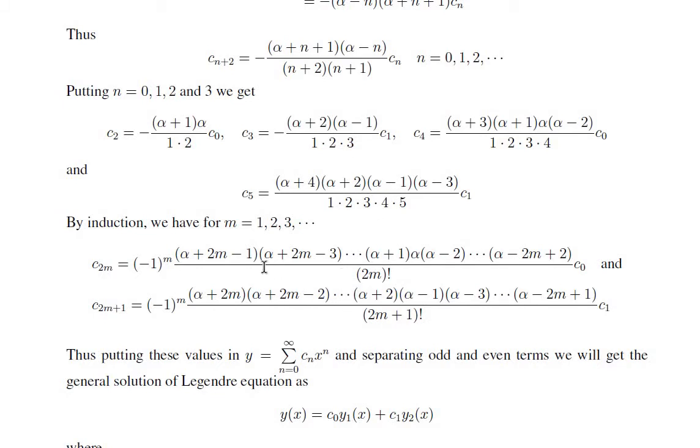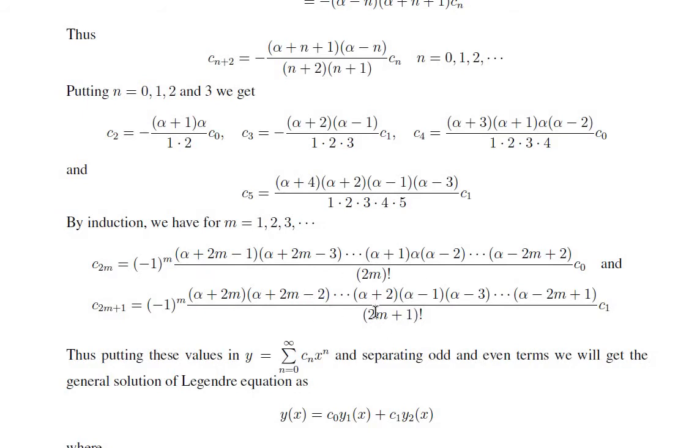So when will we stop? We will stop at alpha plus 2m. See here, you can guess it. Like when it is 4, we have stopped at alpha plus 3. That is, when it is 2m, we are stopping at 2m minus 1. And here we are stopping at 2m minus 2. That is, minus times minus will become plus. So similarly, we can calculate this one also.